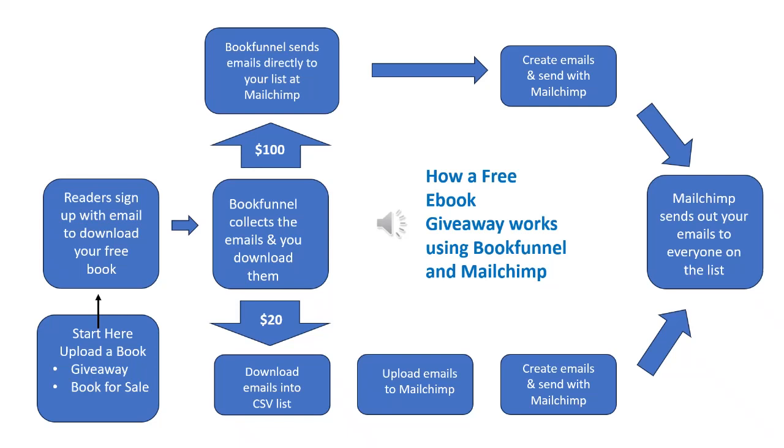For the $20 plan, it collects the emails into a list that you then download and go to Mailchimp and manually upload to your email list. For the $100 a year plan, the email addresses go automatically from Bookfunnel over to Mailchimp, and your email list grows on autopilot.